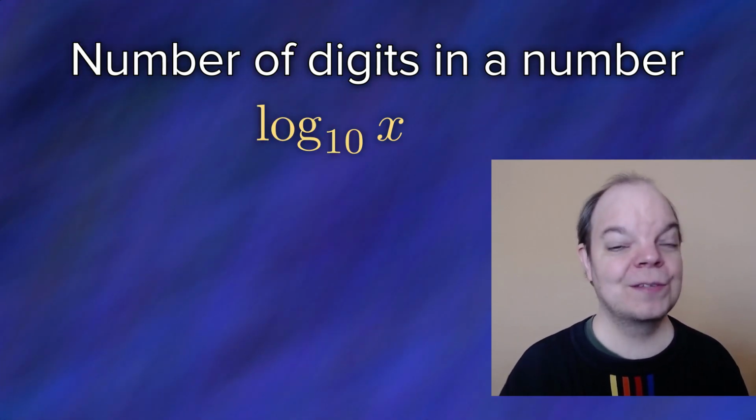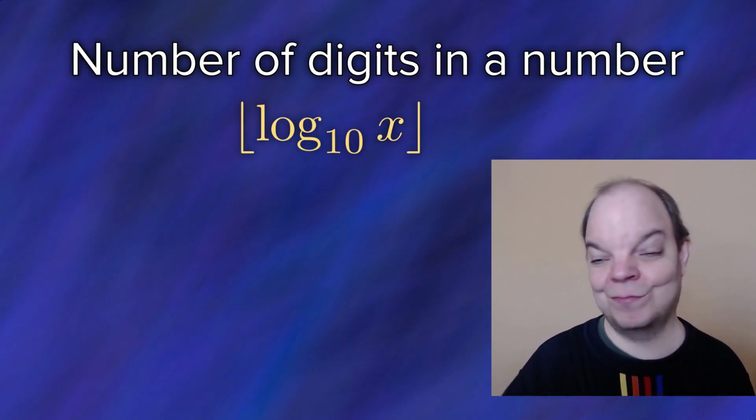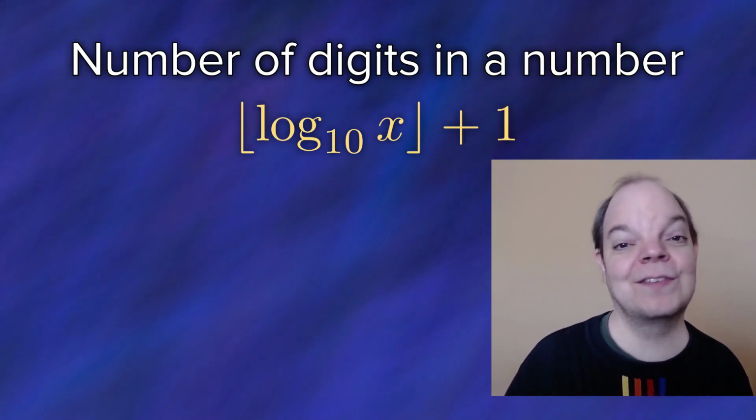Now there's a formula that we can use to calculate the number of digits in a number. It's the logarithm to base 10, then floor, also known as round down, in other words, remove the decimal part, and then add 1. You can easily convince yourself that this works.